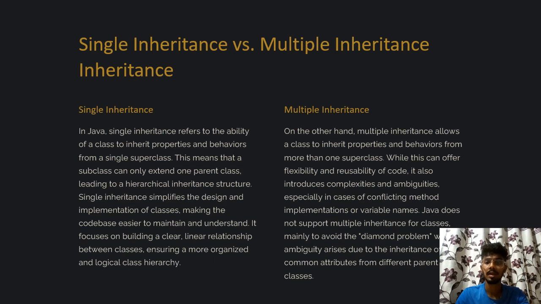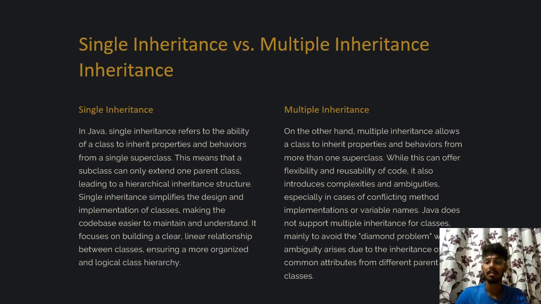Single inheritance versus multiple inheritance. In Java, single inheritance refers to the ability of a class to inherit properties and behaviors from a single superclass. This means that a subclass can only extend one parent class, leading to a hierarchical inheritance structure. Single inheritance simplifies the design and implementation of classes, making the code base easier to maintain and understand. It focuses on building a clear, linear relationship between classes, ensuring a more organized and logical class hierarchy.